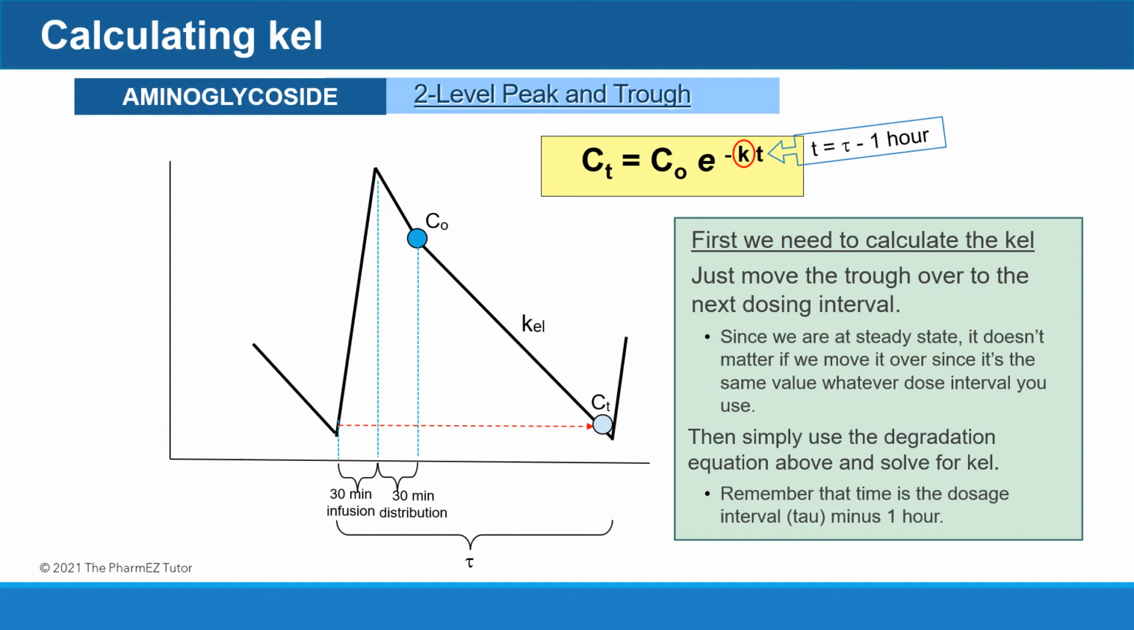Remember that the time is the dosage interval tau minus 1 hour. 1 hour represents the 30-minute infusion and 30-minute distribution. We can use the following equation to help us complete the mathematical equation.